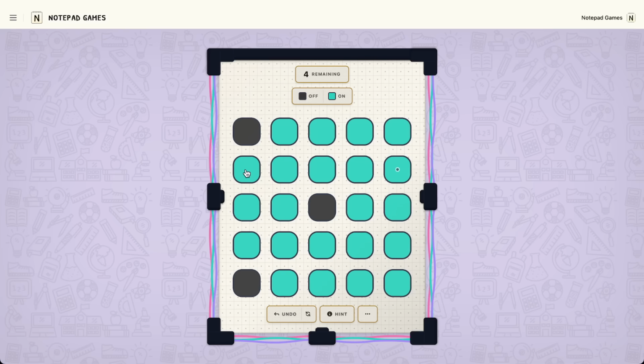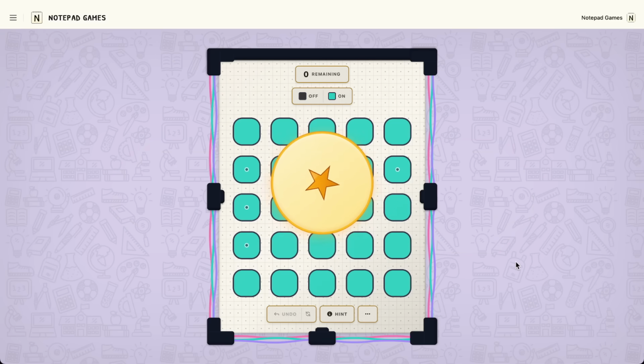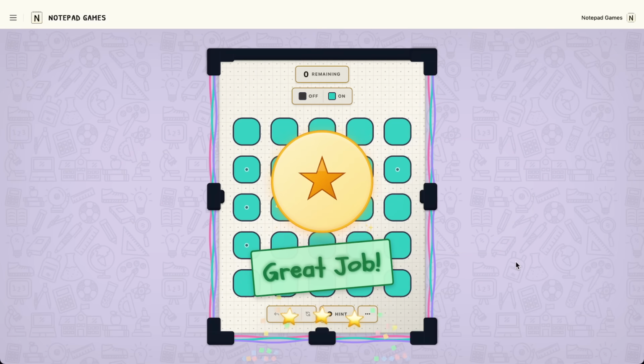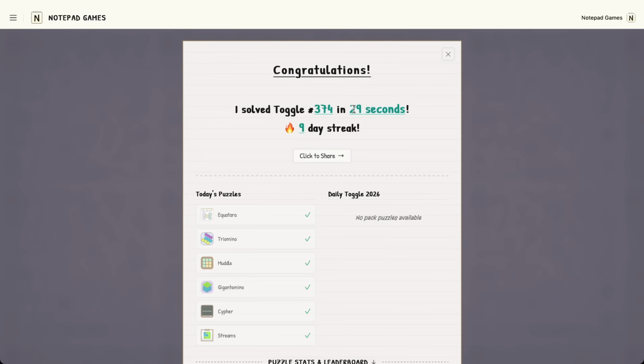So my gut is saying this, this, and this, and that is going to be correct to just shift all of those lights this way. And then with one remaining toggle, we will finish the puzzle. And that was today's toggle puzzle in 29 seconds. Not a bad time. So that was all of today's puzzles.